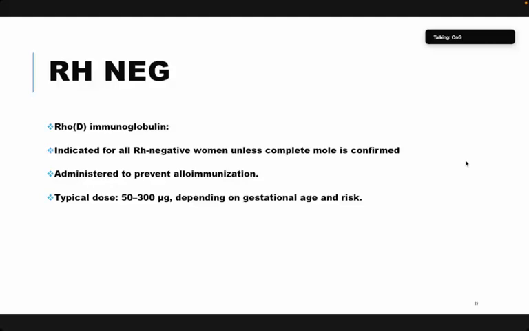Now, I also mentioned that you need to do your booking bloods because if a patient is Rh negative, there may be alloimmunization. So you need to treat the Rh negative women. Typically, you use 50 to 300 micrograms, depending on the gestational age and the risk.